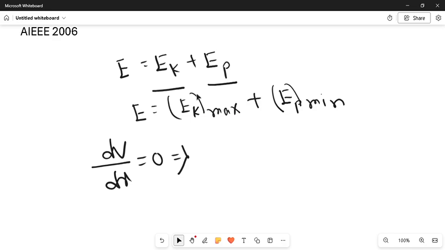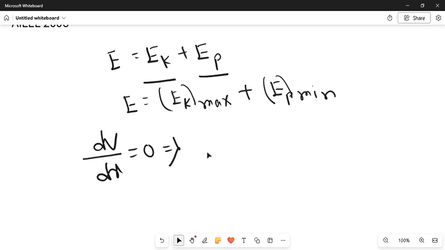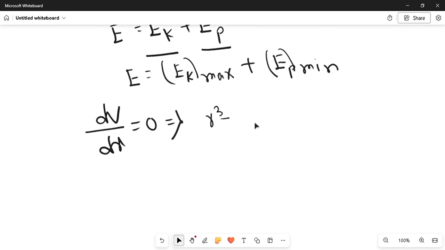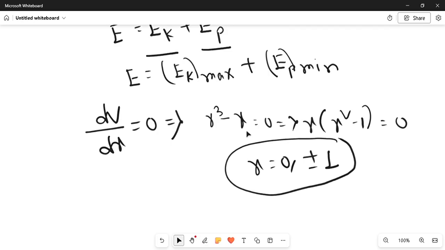What is V? V is x to the power 4 by 4 minus x square by 2. So dV/dx is x cube minus x, which is x times (x square minus 1). So x will be 0, plus 1, or minus 1. These are the equilibrium points, where the force on the system is 0.